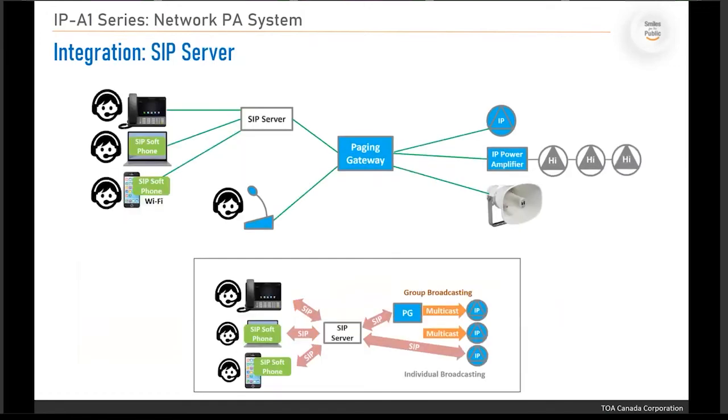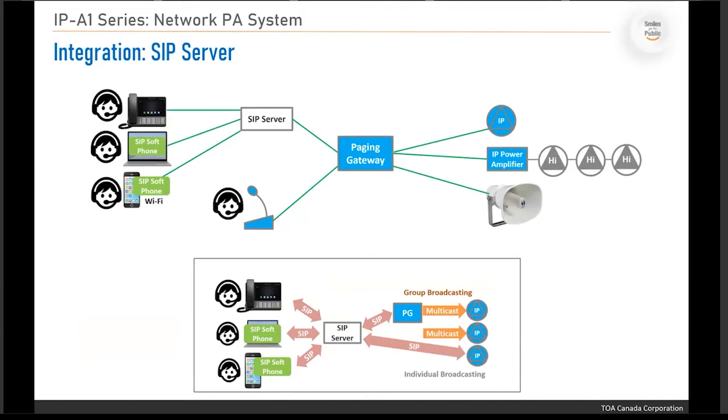The second integration is pretty standard, the SIP server. So we have SIP phones and also SIP soft phones. We connect all these and register those to the SIP server. And also we can add the paging gateway and we register the gateway to the SIP server. And the gateway will have an extension number in this case. So via the SIP server and the paging gateway, we can do multicast streaming from SIP phones.